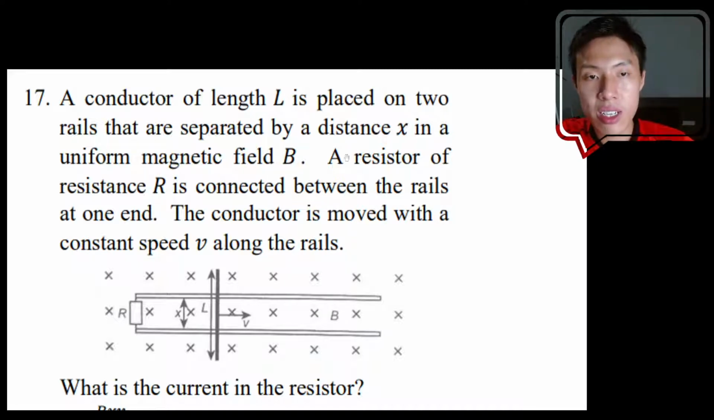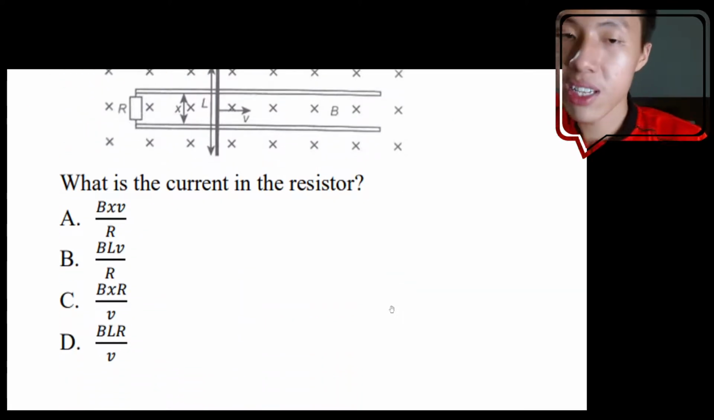A resistor of resistance R is connected between the rails at one end. So you can see there's a resistor here that connects these two rails. The conductor is moved with constant speed V along the rail. So this conductor is going to move on the rail to the right. Now they ask, what is the current in the resistor?